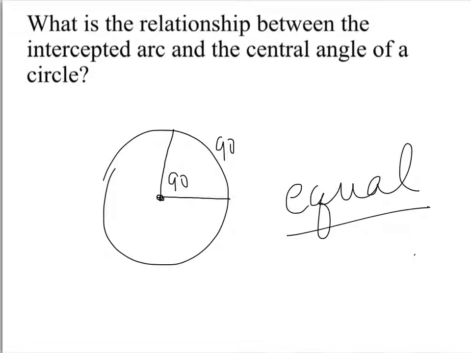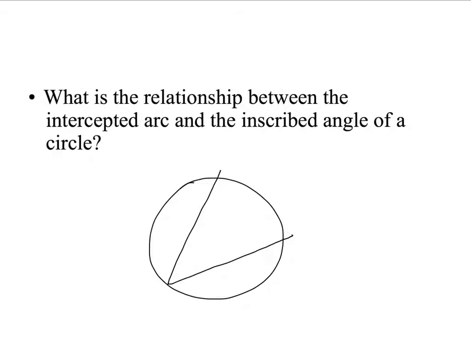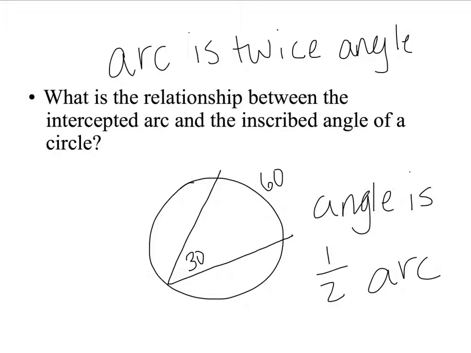They're equal. What is the relationship between the intercepted arc and the inscribed angle? So inscribed angle does not have its vertex on the center. Its vertex is actually on the circle. And if our angle is 30, our arc is 60. So the arc is twice the angle, 2 times the angle, or the angle is half the arc. Either way you want to talk about it, that's the relationship.